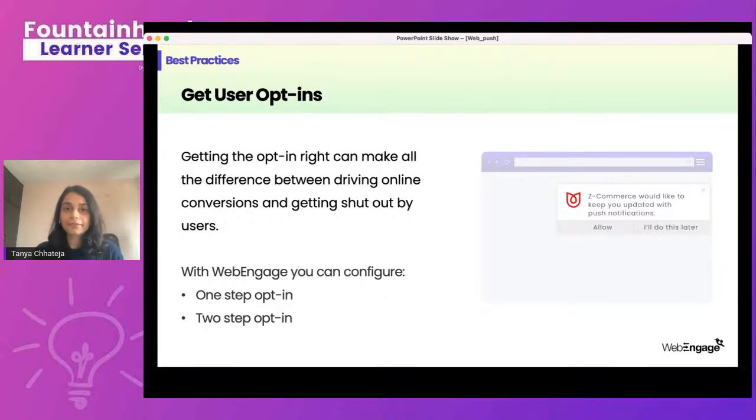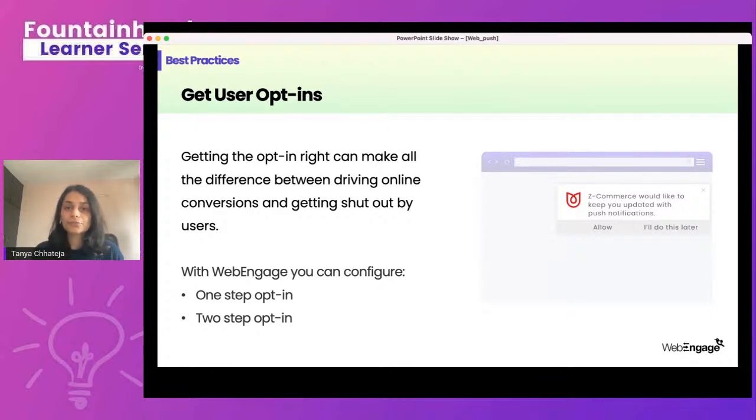As we discussed with WebEngage, you have two options that you can select from. One is a one-step opt-in and a second is a two-step opt-in. Now, your one-step opt-in will work for your HTTPS websites, whereas your two-step opt-in would work for your HTTP websites.